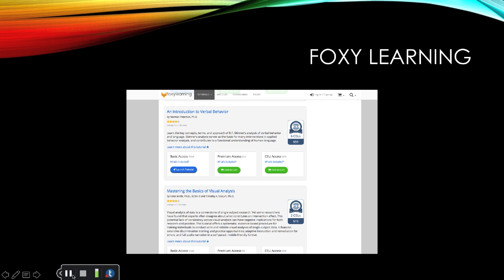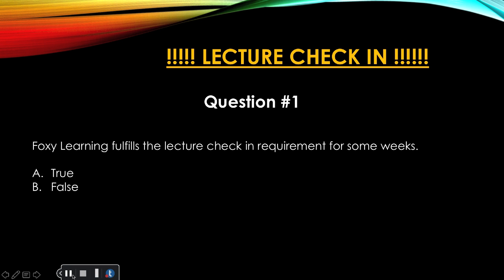So let's have your first lecture check-in so you can see what it's all about. So for lecture check-in question number 1, the question is, Foxy Learning fulfills the lecture check-in requirements for some weeks. Is that true or false? If the answer is true, write A. If the answer is false, write B.